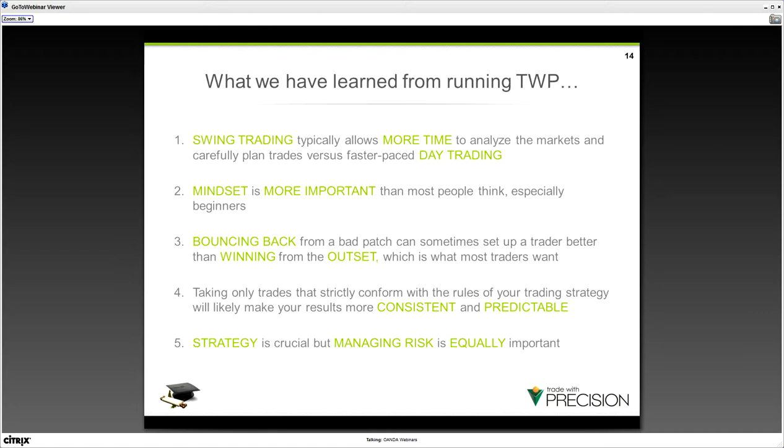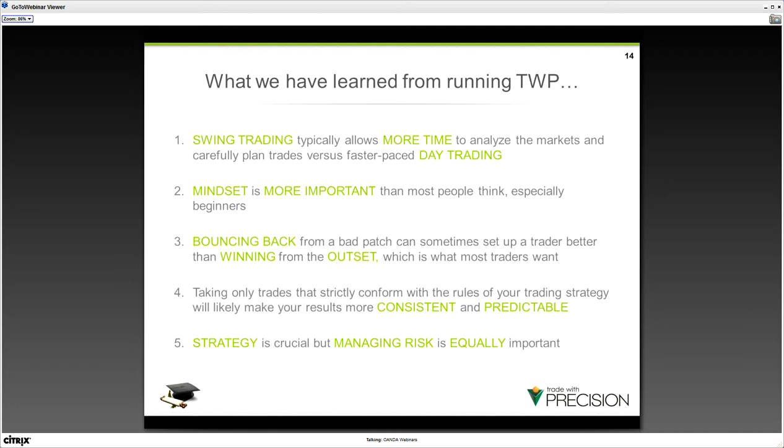Your mindset as you approach the markets is going to be a very critical factor in determining your success. Most amateur traders do not place enough emphasis on this concept, and instead they look for more tangible items that drive them toward making money instead of their trade execution skills in the markets. We all have bad days in trading the market, but it's really how you bounce back from a bad patch that can set you up as a better trader as opposed to winning from the outset.